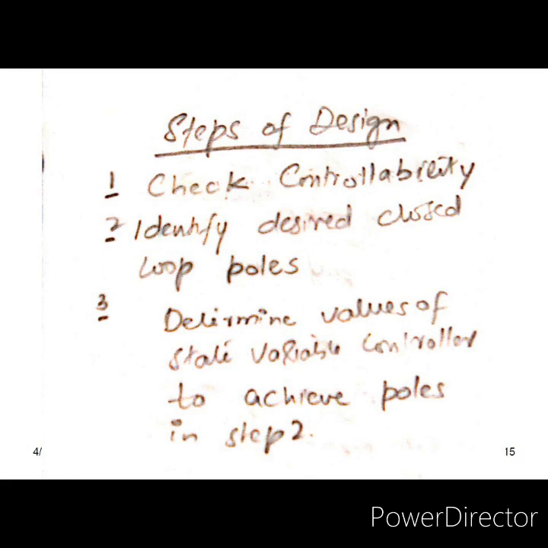Now there are certain steps that we follow when designing a state variable feedback controller using the pole placement method. The first step is to check controllability. We check the controllability by making the controllability matrix and then finding out its rank, and its rank should be n. The second step is to identify the closed loop poles. Either the poles are given to us, or on the basis of the requirement of the response of the system, rise time, settling time, overshoot, etc., we construct the desired poles. The third step is to determine the value of the state variable controller to achieve the poles in step number 2. That is what we will see next.